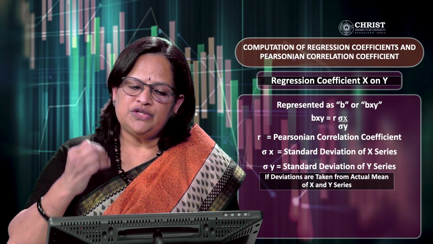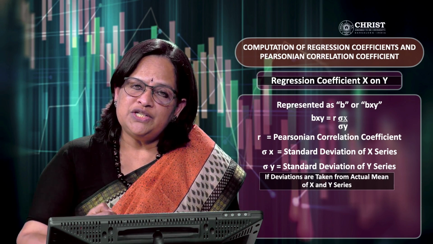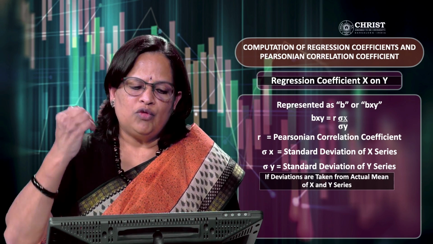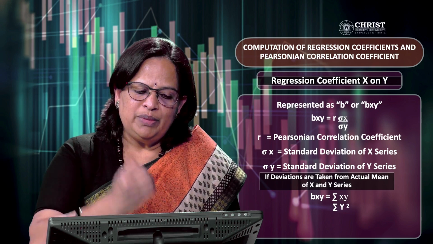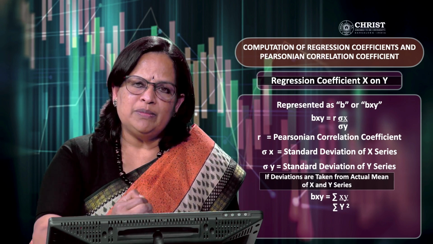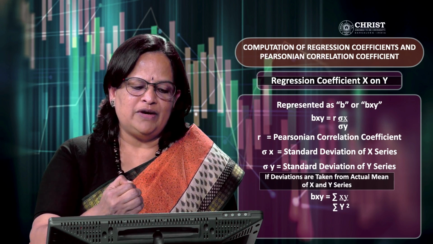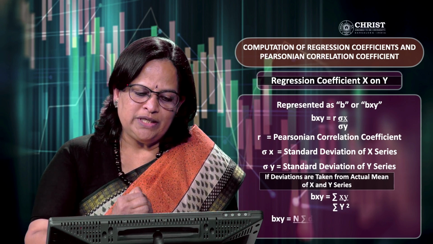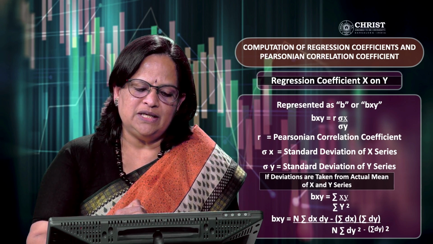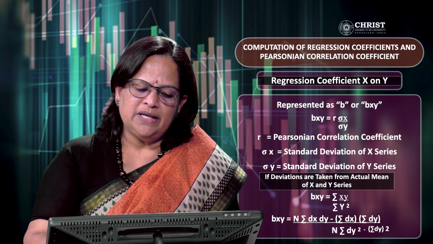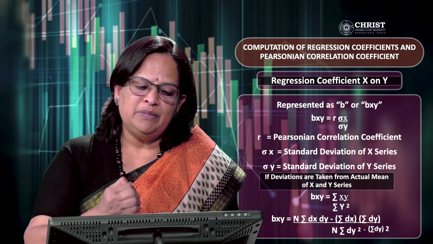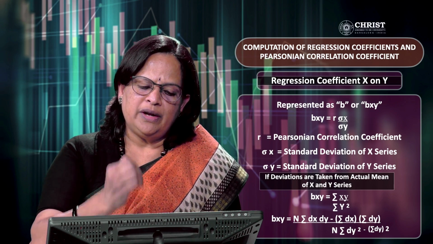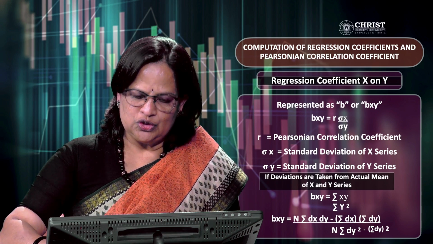Now regression coefficient x on y. If deviations are taken from actual mean, what will be the equation? So bxy is equal to sigma xy divided by sigma y square. But if you are taking deviations from assumed mean, bxy is equal to n sigma dx dy minus sigma dx into sigma dy divided by n sigma dy square minus sigma dy the whole square.